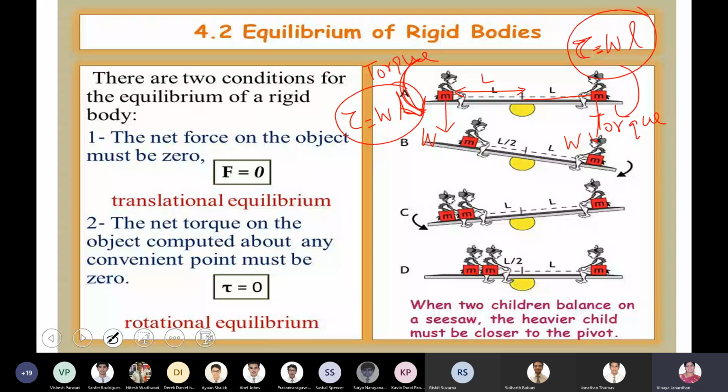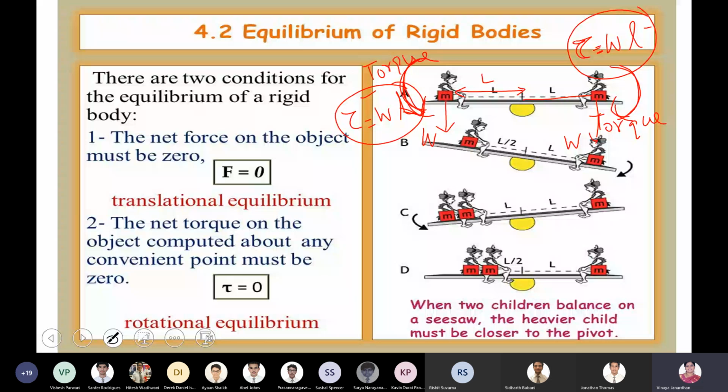When the body is going to rotate, here the torque is clockwise and here the torque is anti-clockwise. So both the torques are equal in magnitude and opposite in direction. So the net torque will be 0. That is why in the first case there is no rotation.